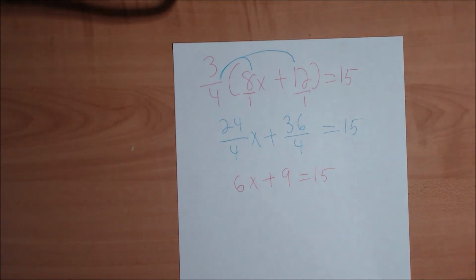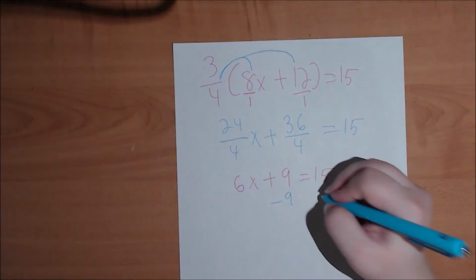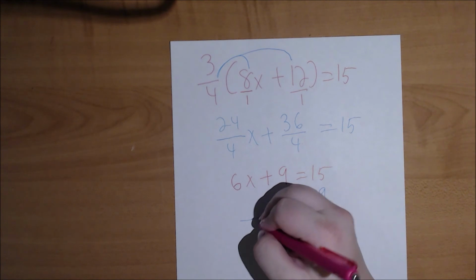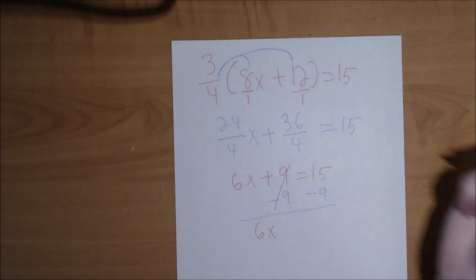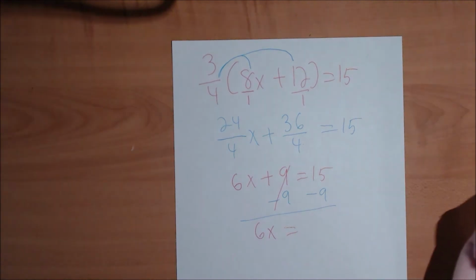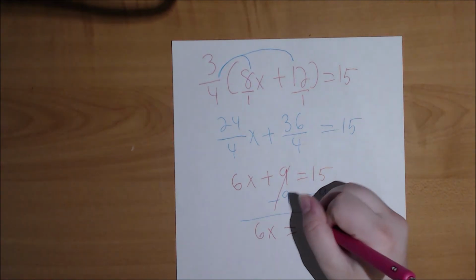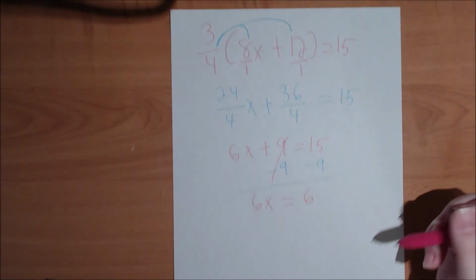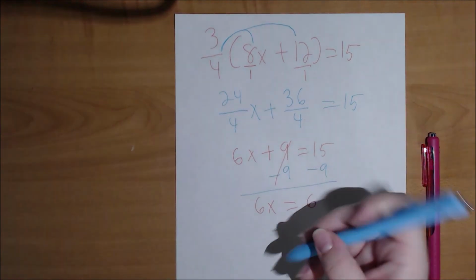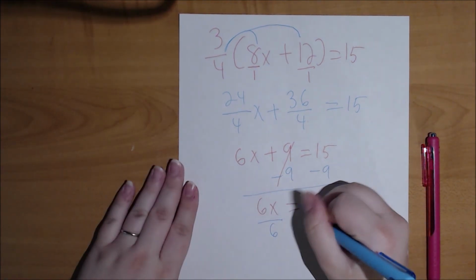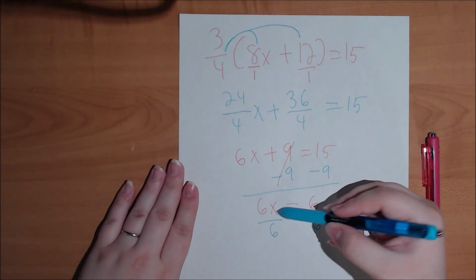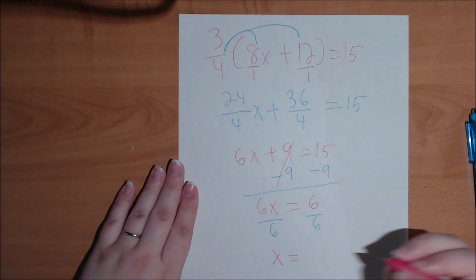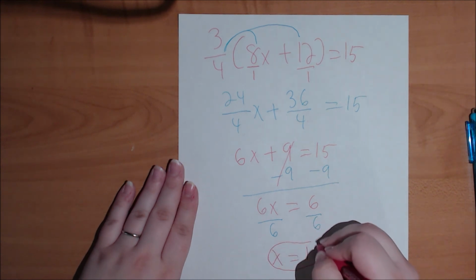So now I solve it just like normal. I'm going to subtract 9 from each side. That's going to give me 6x, 9 minus 9 cancels, equals 15 minus 9 is, of course, 6. Oh, this one's very similar to the last one, huh? So 6x equals 6. I'm going to divide each side by 6. 6x divided by 6 is x, and 6 divided by 6 is 1. So I have x equals 1 for that one.